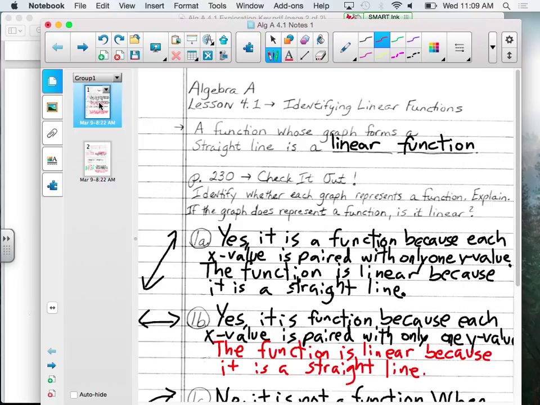What if it isn't a function? Don't you have to explain that? Okay, so either way, you have to explain whether it is or isn't a function and why. And if it is a function, you have to identify if it's linear. And you'll have to explain that, which would probably just be something like it's a straight line, or if it's not a straight line.